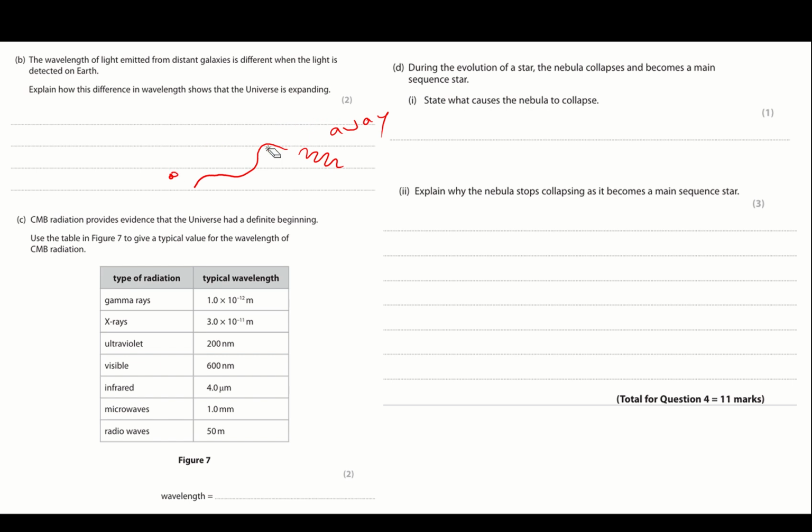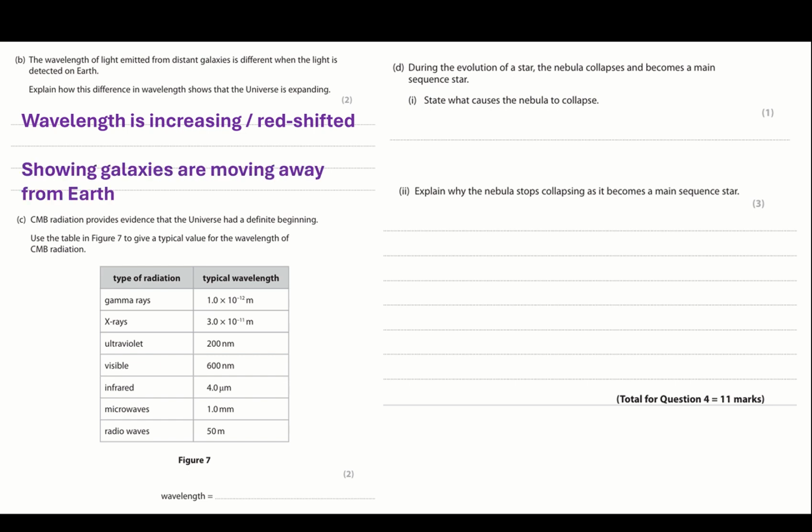What's interesting is things that are further away are more redshifted because they're not just moving away, but they're moving away at a faster rate. So first part, the wavelength is increasing, or the waves have been redshifted. And this shows us that the galaxies are moving away from Earth.